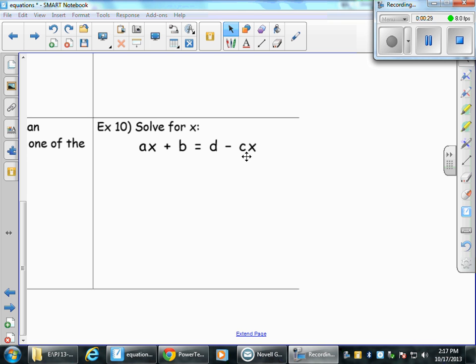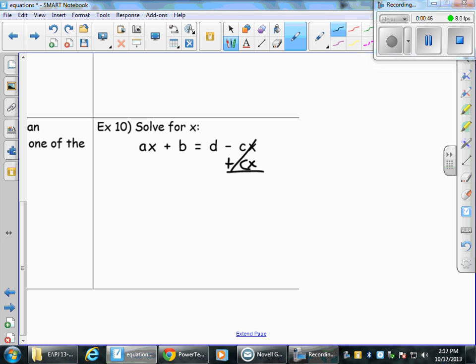So the first thing I would want to take notice of here is that there's a term with an x on the right side, cx, and a term with an x in the left side, ax. So I'd want to get these terms together on the same side. So I'm going to start by adding cx to both sides, which is going to give us ax plus cx plus b is equal to d.